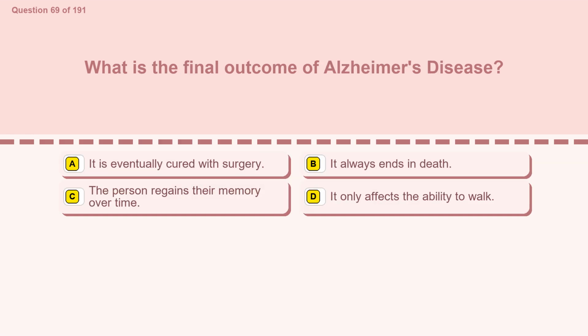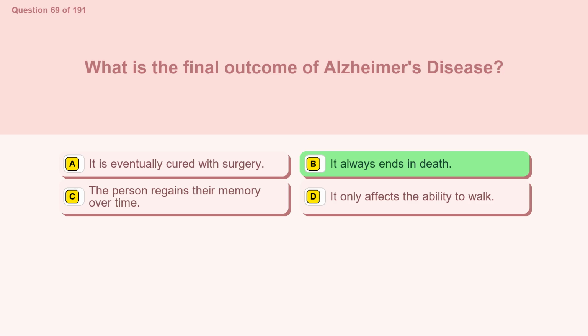Question 69. What is the final outcome of Alzheimer's disease? Option A. It is eventually cured with surgery. Option B. It always ends in death. Option C. The person regains their memory over time. Option D. It only affects the ability to walk.